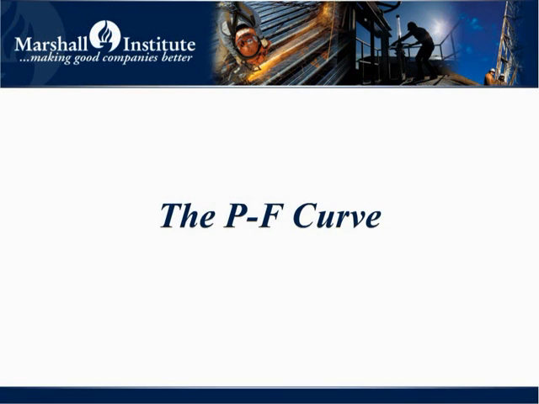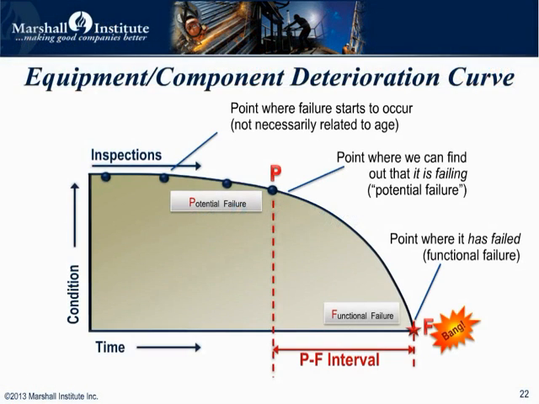Let's talk about the P to F curve. The P to F curve gives us a chance to see deterioration, that is failure, in progress. If the interval between P, the time we can detect the deterioration or physical drift by heat or sound, vibration, contamination, etc., and F, the time at which function is lost, is long enough, then we may be able to avoid F altogether. We call the time between P and F the P to F interval.